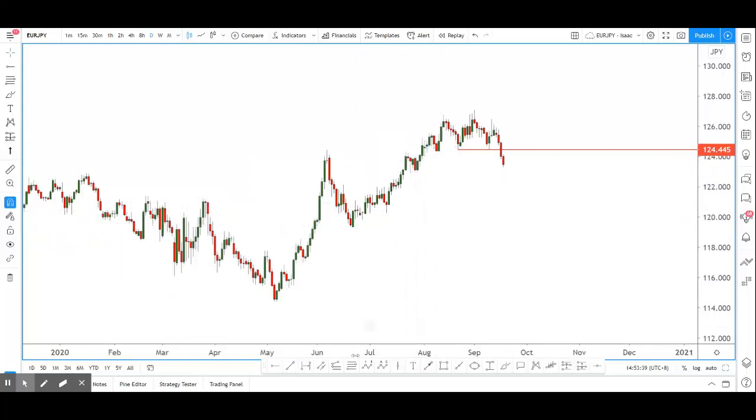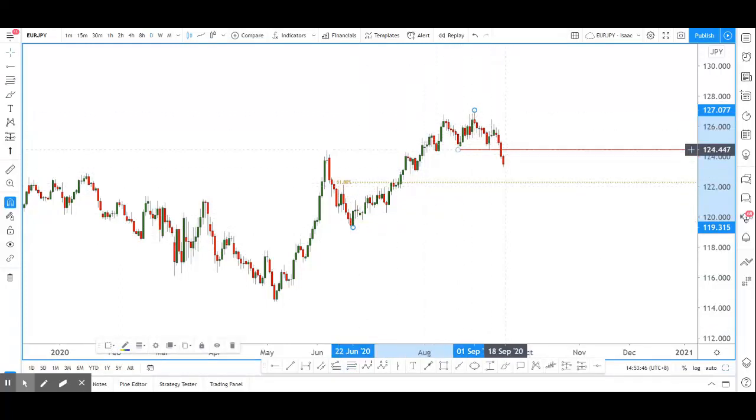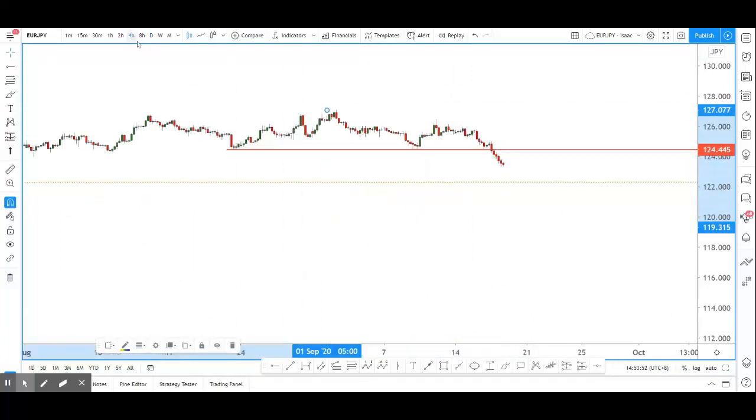Okay, and very quickly we can also use Fibonacci retracement from the recent low to the high, and there is a possibility of price pulling back towards the 61.8 retracement level. Alright, let's go down to the 4-hour very quickly.